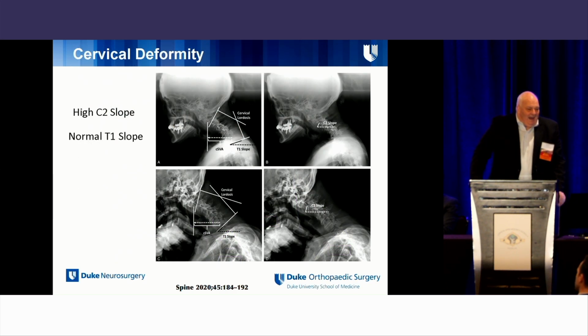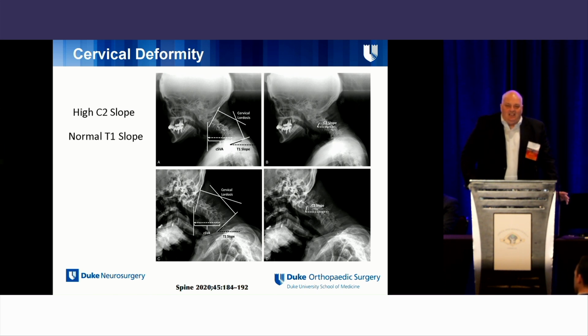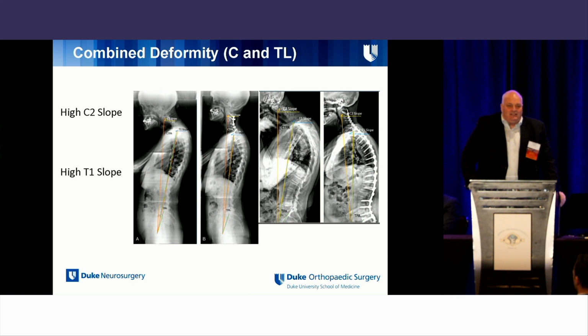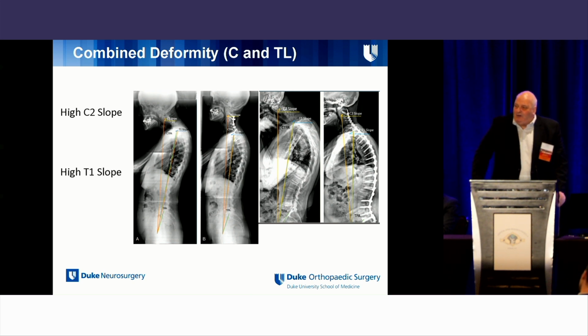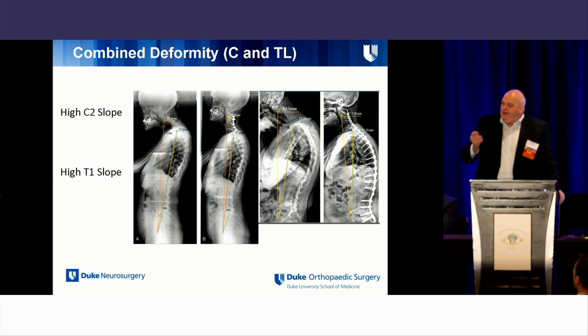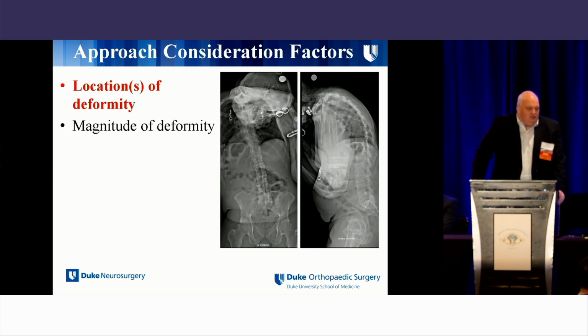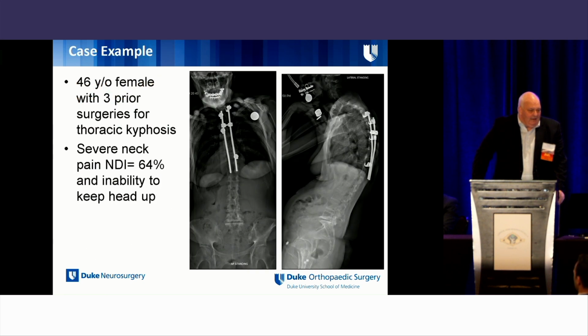If you have a high C2 slope but a normal T1 slope, your deformity exists completely within the cervical spine. On the other hand, if you have a high C2 slope and a high T1 slope, then you have both a cervical deformity and a thoracic deformity, and frequently you have to correct both to adequately correct the problem. So by knowing the C2 slope and the T1 slope, it really helps you focus in. One of the important things is knowing the location of the deformity.